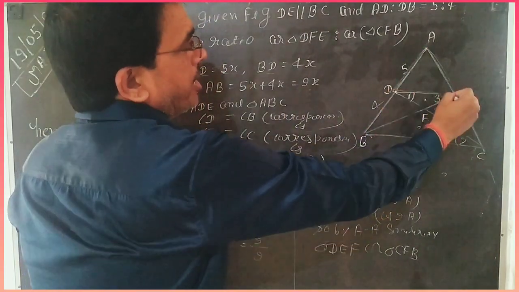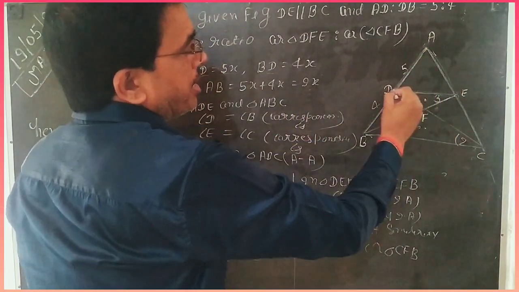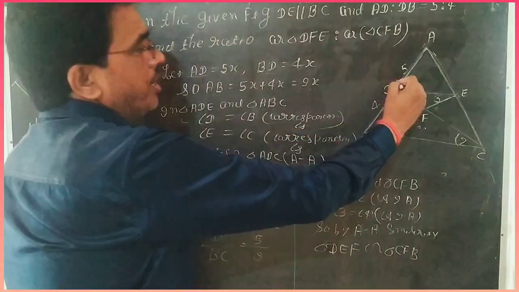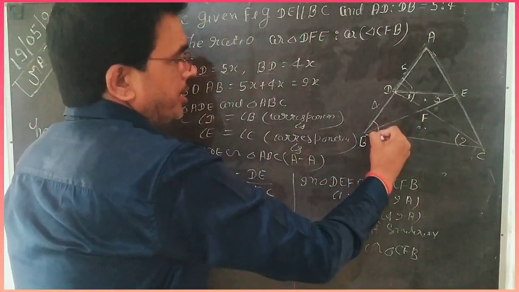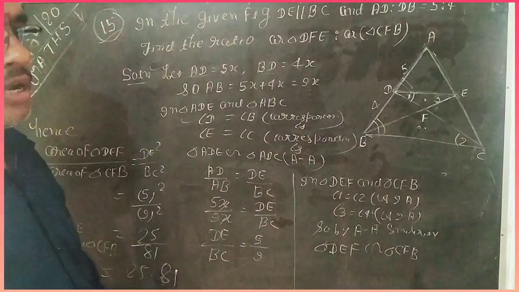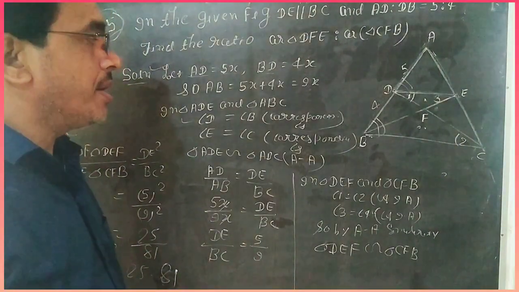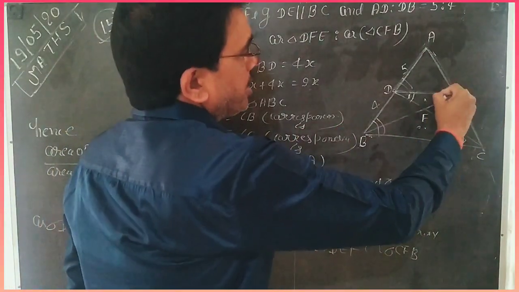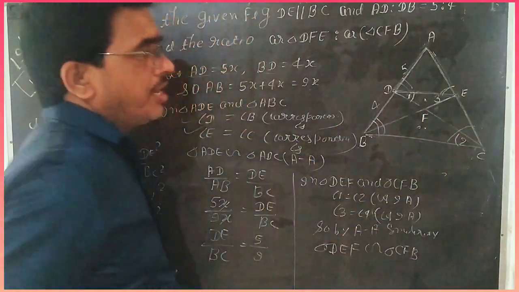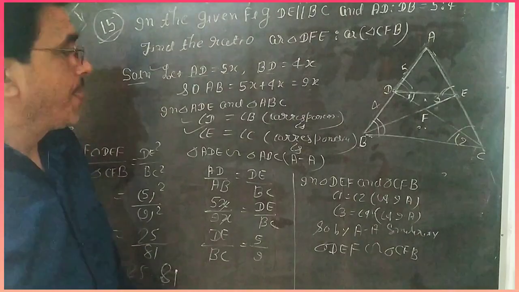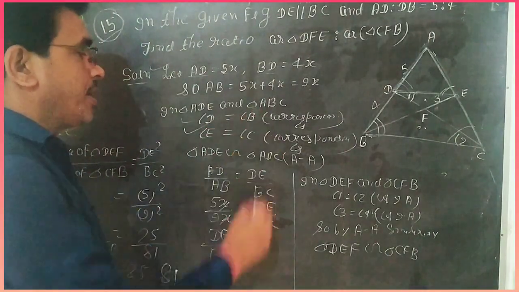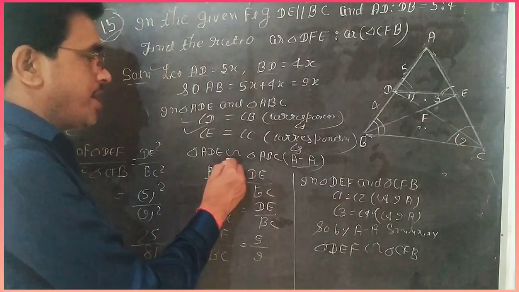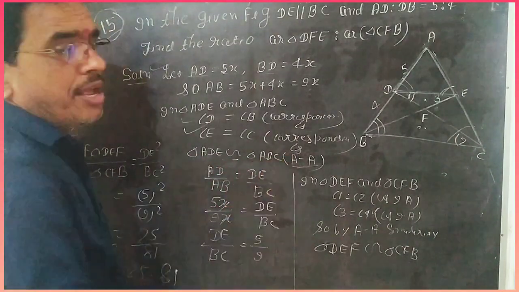In triangle ADE and triangle ABC, DE is parallel to BC, so angle D is equal to angle B. This angle D and this angle B are corresponding angles because DE is parallel to BC. Similarly, angle E is equal to angle C. This is also a corresponding angle. Hence these are corresponding angles and equal. So by AA similarity, triangle ADE is similar to triangle ABC.